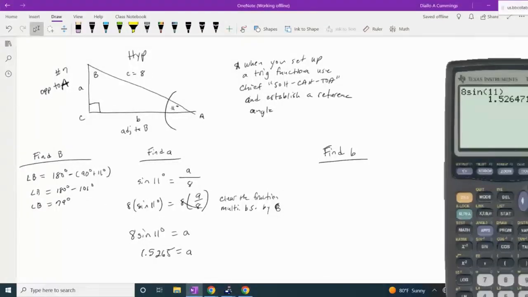Now I can set up another trig function to find B. Or I could use the Pythagorean theorem, since I know side B and I know side C. I can use the Pythagorean theorem, or I could set up another trig function. Normally you only want to set up as few trig functions as possible. So I'm going to use the Pythagorean theorem.